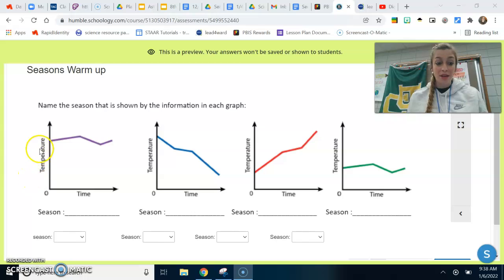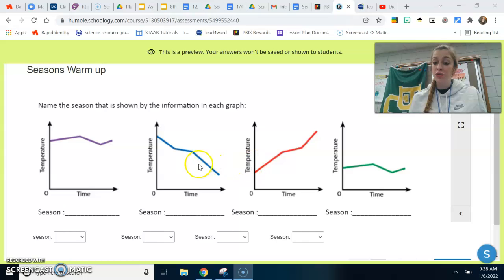Temperature over time. So this one shows a temperature that looks pretty high. The entire time, the temperature is fairly high. There's some change, but it's not dramatic. What season has a high temperature most of the season? Okay, you should know what season is warm most of the season.